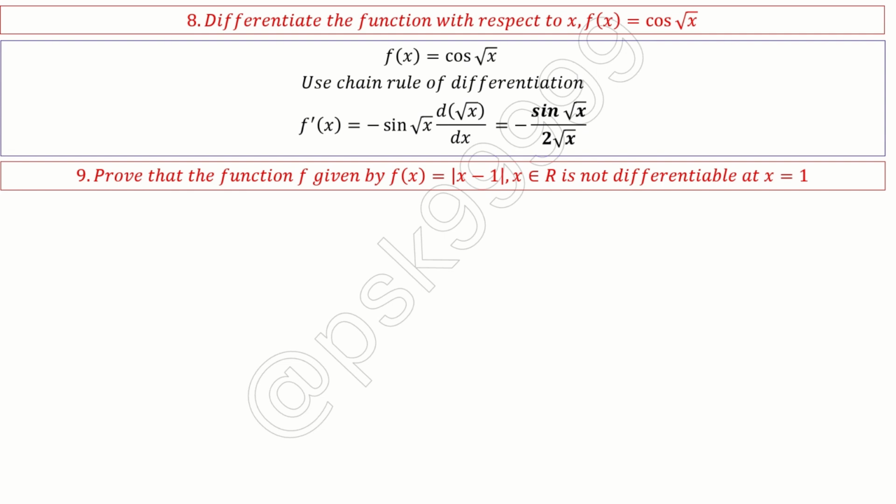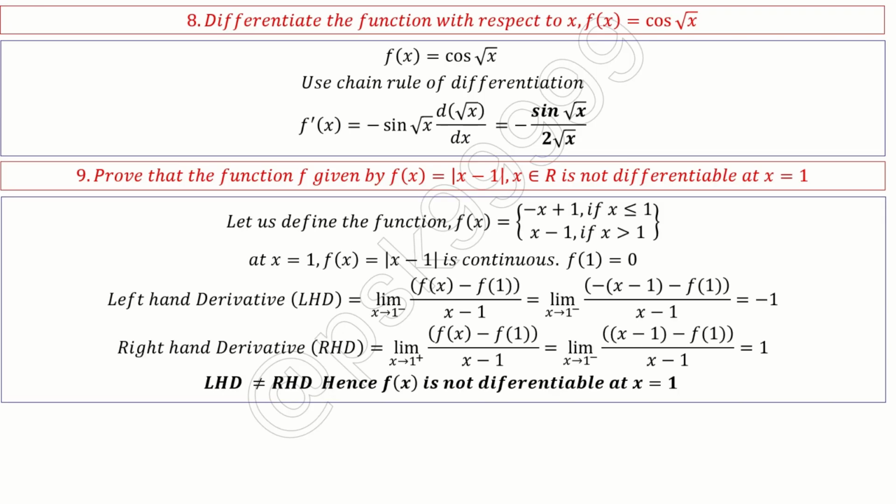At x equal to 1, the edge will form basically. At the place of an edge, the graph is not differentiable. But if you see, modulus of x minus 1 is continuous. It is a continuous function. Without lifting your hand, you can actually draw the line, correct? So let's see how to do this.